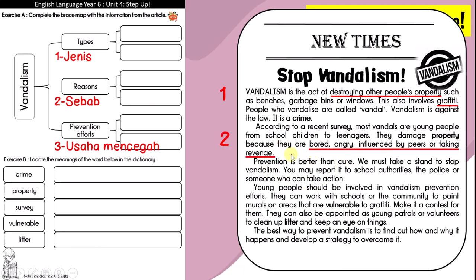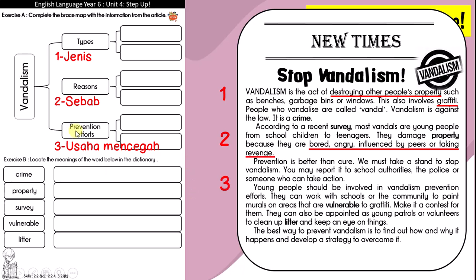And then number 2, the reasons. You find the answer from the second paragraph. They damage property because they are bored, angry, influenced by peers, or taking revenge. There are 4 answers here: 1, 2, 3, and 4. So you just have to choose any 2 and you write here. Pilih mana-mana 2. Ada 4 jawapan dia. Tulis 2 di sini.